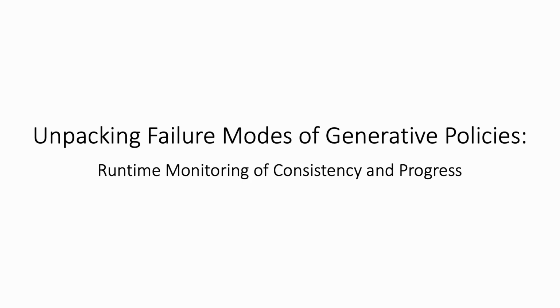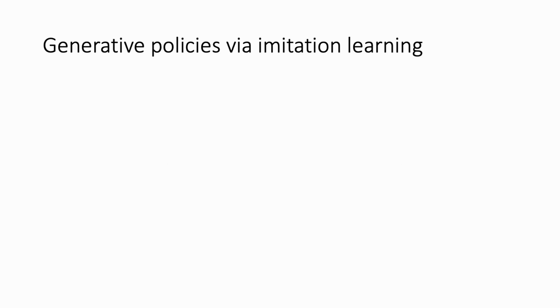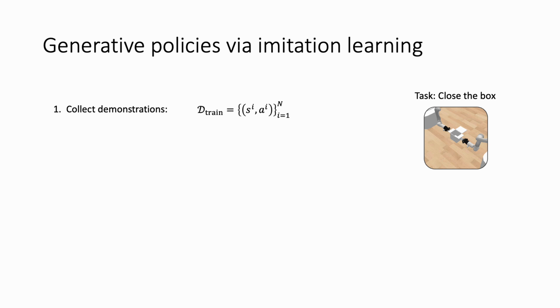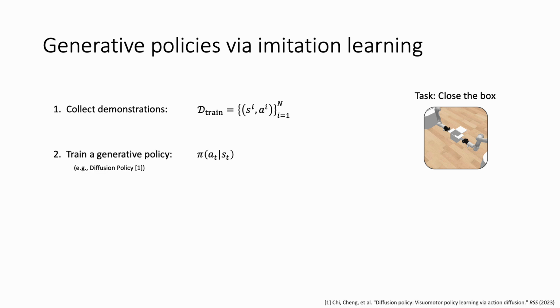We present Unpacking Failure Modes of Generative Policies, Runtime Monitoring of Consistency and Progress. Consider the problem where you would like to teach a robot to solve a manipulation task, for example, to close a box with 3 lids. To do so, you collect a dataset of expert demonstrations and then train a generative policy, like a diffusion policy, to predict a sequence of actions that will solve the task.